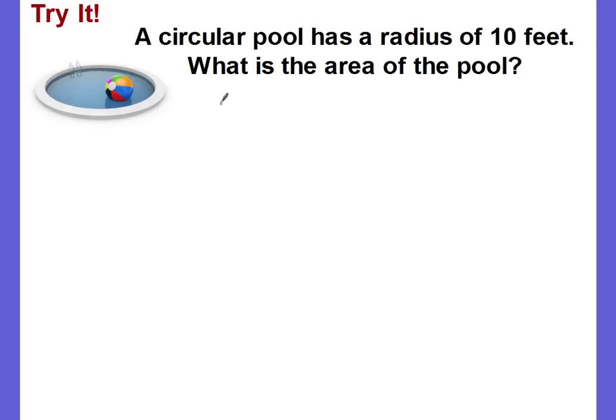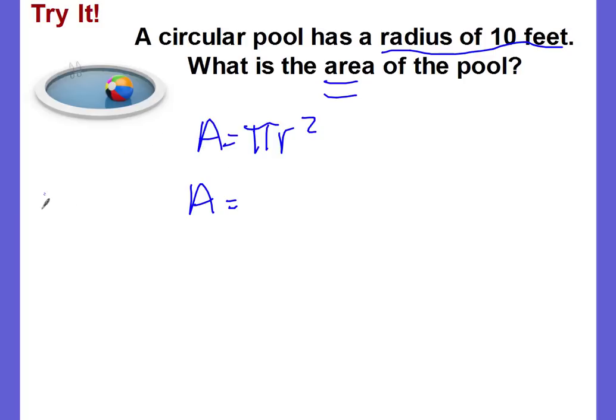Okay, I want you to try this one. A circular pool has a radius of 10 feet. What is the area of the pool? Go ahead and write down your equation, area equals pi r squared. That was the formula. Now I want you to write the equation. So pause the video and write your equation. Then come back and check your answer.